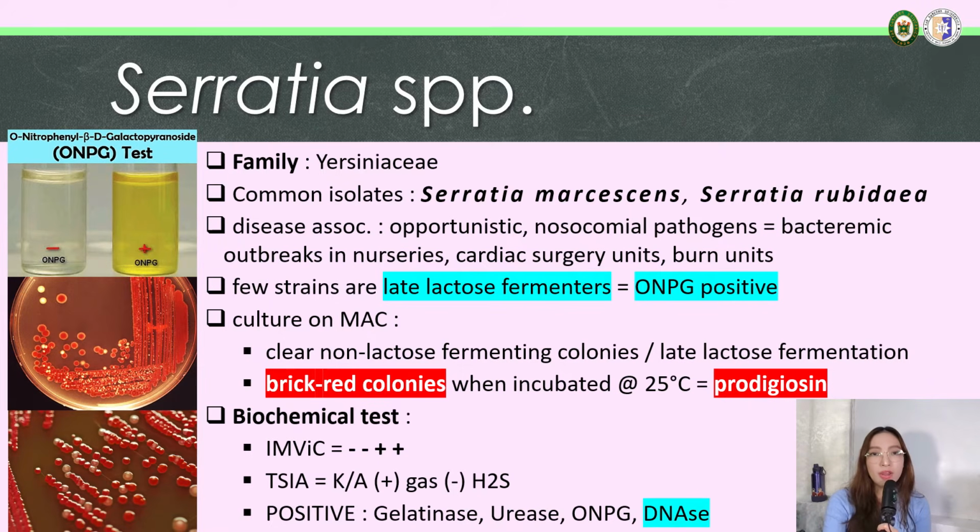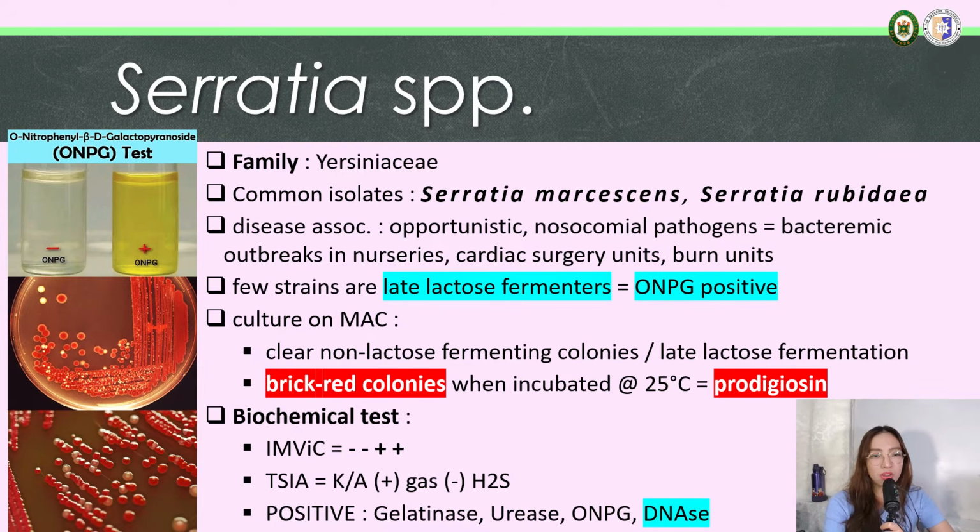Okay. On MacConkey, we may be able to observe its characteristic brick red colonies due to the production of the pigment prodigiosin, specifically when incubated at 25 degrees Celsius. Let me repeat. On the MacConkey agar, Serratia species are clear and non-lactose fermenting within the 24-hour incubation period. But if you incubate your MacConkey agar at 25 degrees Celsius and Serratia is your isolate, you would be able to observe its brick red colonies. And again, the pigment responsible for these brick red colonies is prodigiosin.